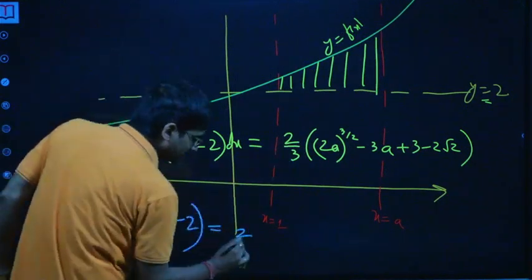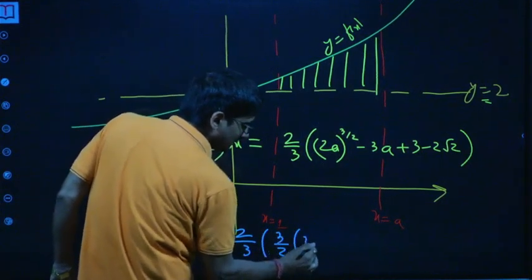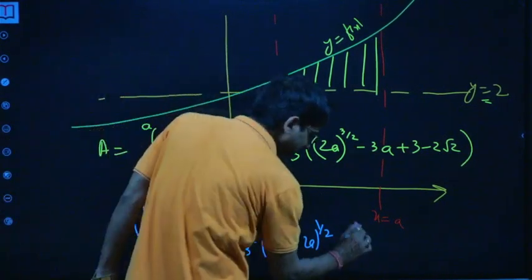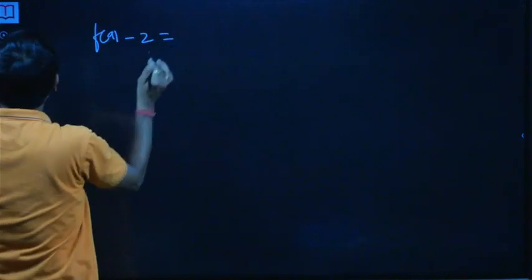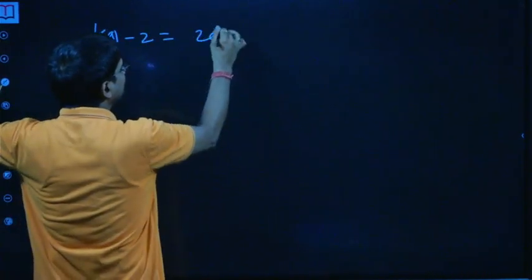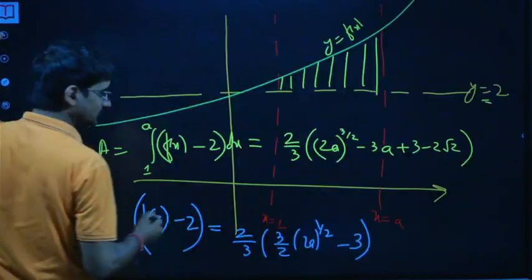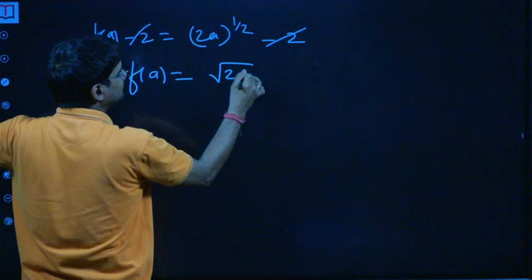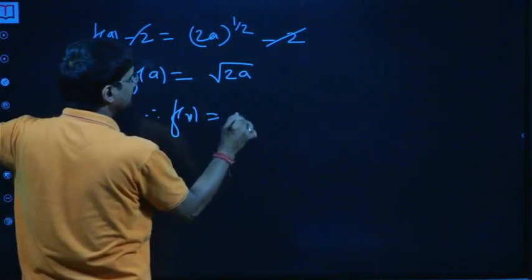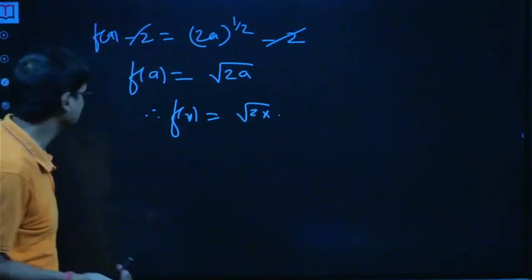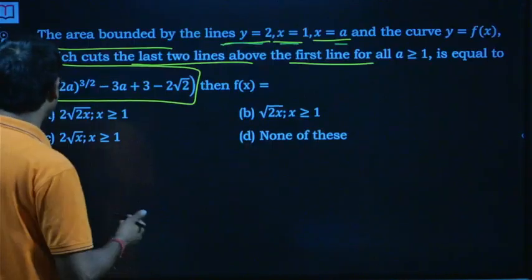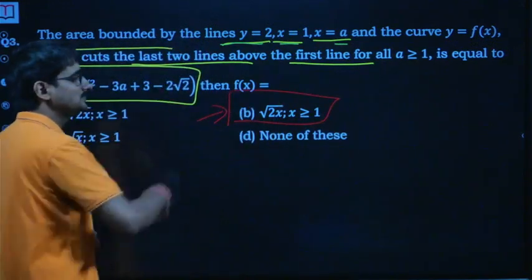So now let's go for this. This is 3 by 2 times 2a raised to the power half minus 3, that's it. So now f of a minus 2, and if I take 2 by 3 inside, it's simply 2a raised to the power half minus 2, isn't that? So we got f of a directly, which is root 2a, therefore f of x is root 2x, and since a is greater than or equal to 1, x is greater than or equal to 1, that means it is very well defined within the domain condition. So root 2x, x is greater than or equal to 1 should be the answer.